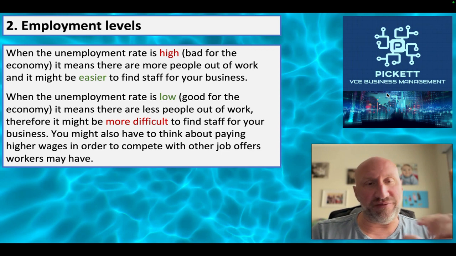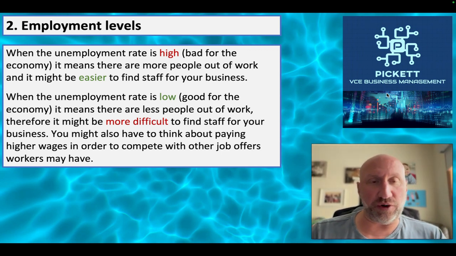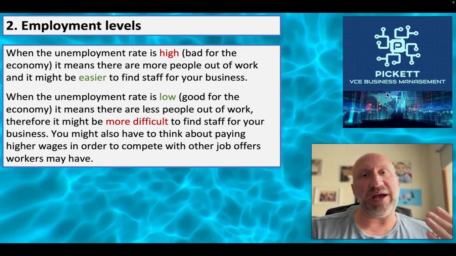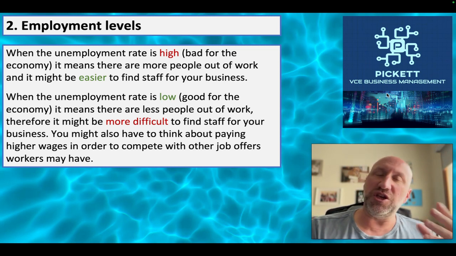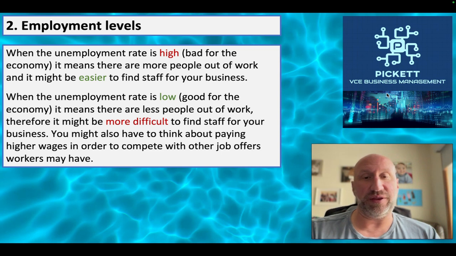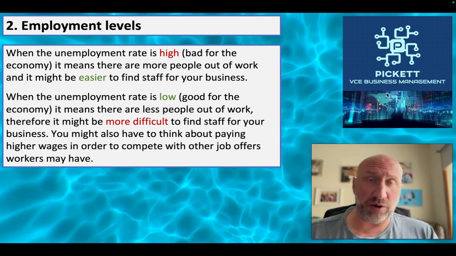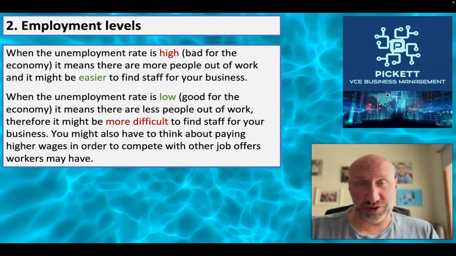On the flip side, when the unemployment rate is low, that's good for the economy. But for you as the business owner, it might actually be more difficult to find staff for your business. Okay. You might also need to think about paying higher wages in order to compete with other job offers that workers may have, because when the unemployment rate is low, in other words, most people have jobs, there are fewer jobs going around, and people have options.